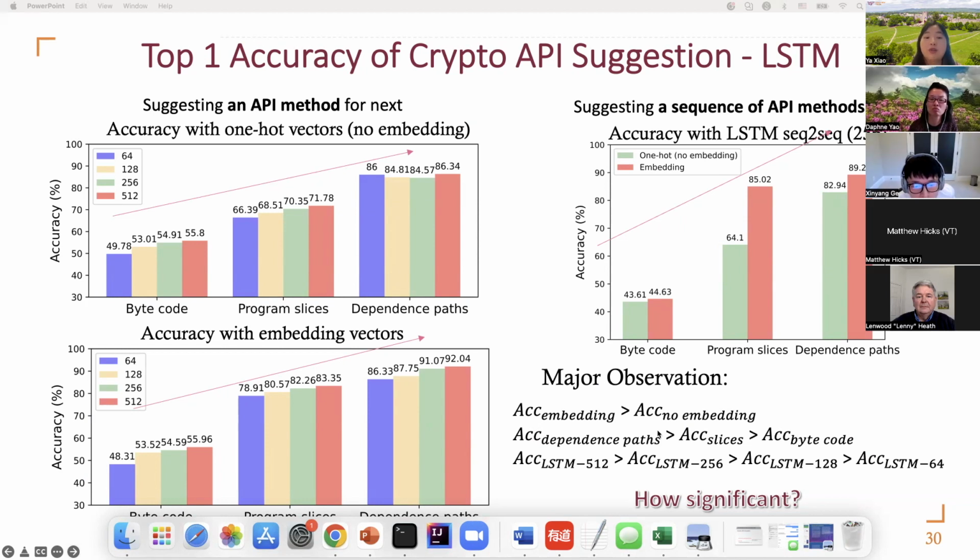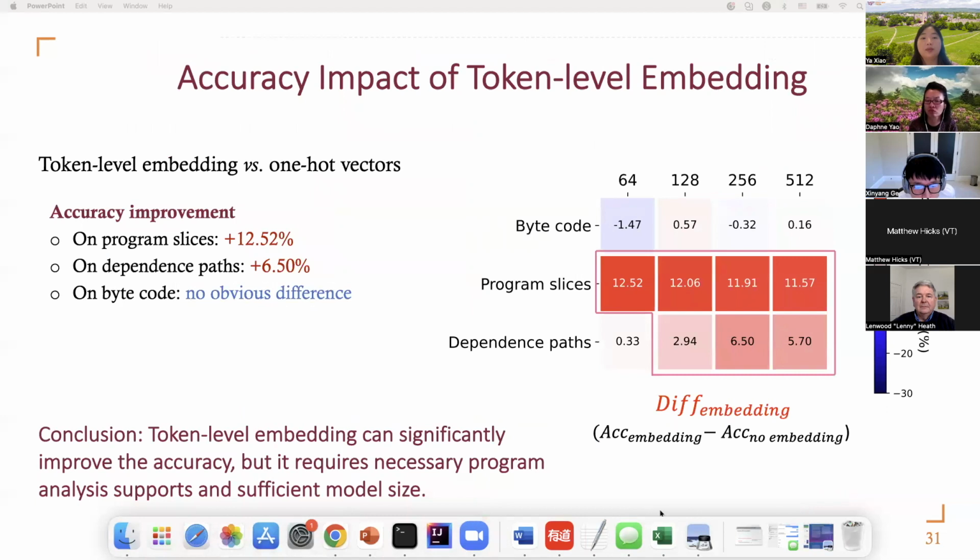Next, we did a fine-grained analysis on how significant this accuracy boost derived from embedding vectors, program analysis, and a larger model size. We measure the accuracy impacts derived from token level embeddings by calculating the accuracy difference. The accuracy difference is the accuracy with embedding minus the accuracy without embedding under these different conditions.